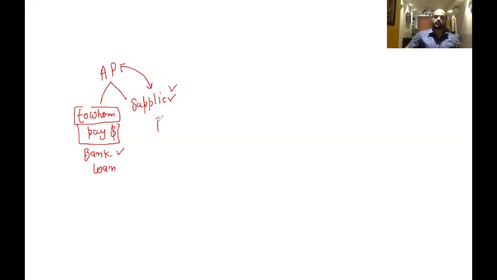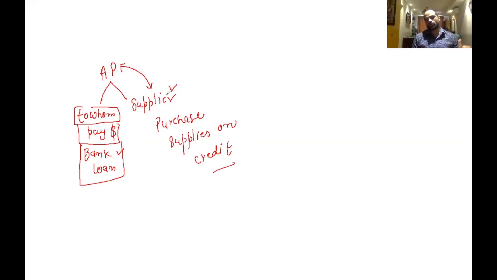Supplier means... all right. So that's why sometimes accounts payable is a bank loan. But when you see the question in your exam, accounts payable means I'm talking about purchasing supplies. I'm not talking about a bank loan. Of course, that could be a bank loan, but as I said, I'm not going to make you confused. I will make it simple.